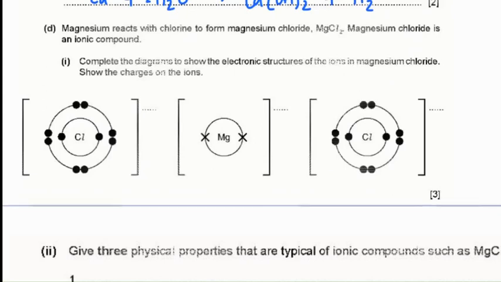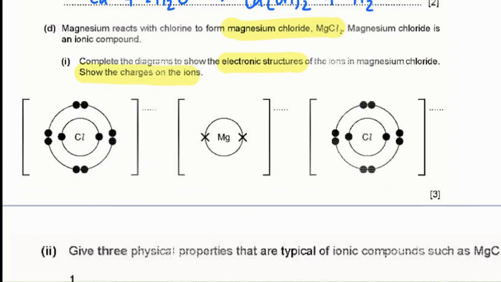So magnesium reacts with chlorine to form magnesium chloride, or MgCl2. Magnesium chloride is an ionic compound. Complete the diagrams to show the electronic structures of the ions in magnesium chloride and show the charges.